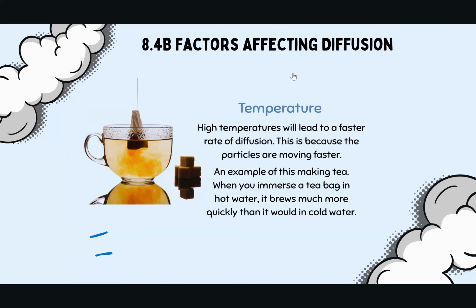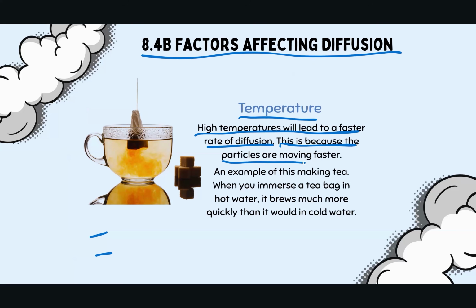Okay, this is a triple only topic. The whole of this topic is not triple, there's just small sections that are triple. So 8.4b, factors affecting diffusion. So the first thing we've got here is temperature. So high temperatures will lead to a faster rate of diffusion. This is because the particles are moving faster. So if you've got a high temperature, it'll lead to a faster rate of diffusion because the particles are moving faster.